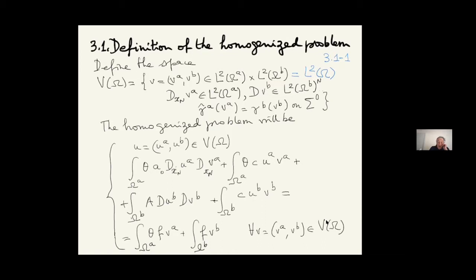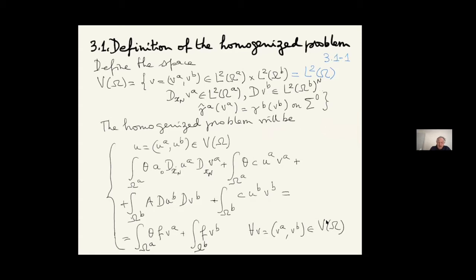Okay, on VB, we assume that the functions capital V are such that the gradient of VB belongs to L2 of omega B to the power n, which means that VB is in H1 of omega B. While for the function VA, which is in L2 of omega A, we only assume that the vertical derivative of VA is in L2 of omega A, and this is the fact that VA is in the space that I introduced yesterday, H of omega A, dxn.